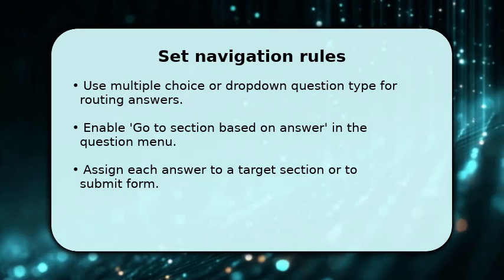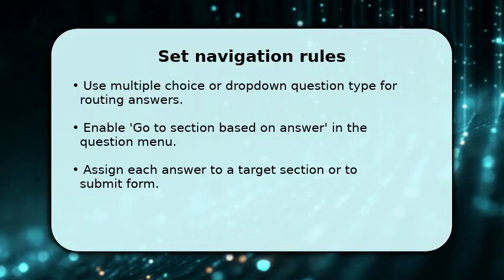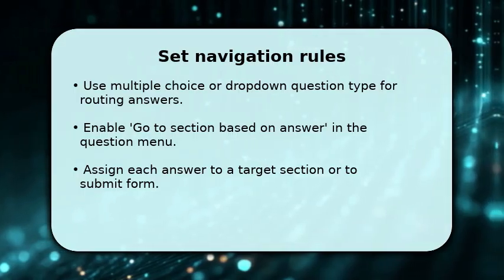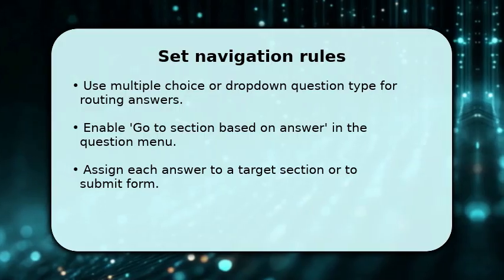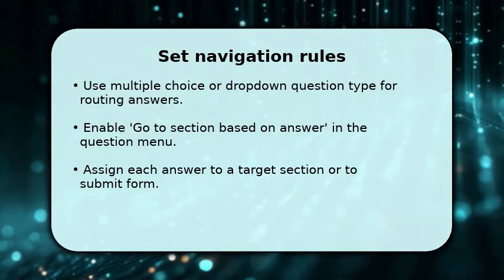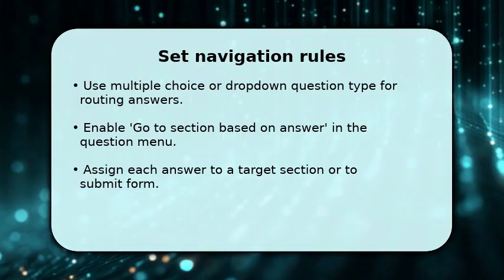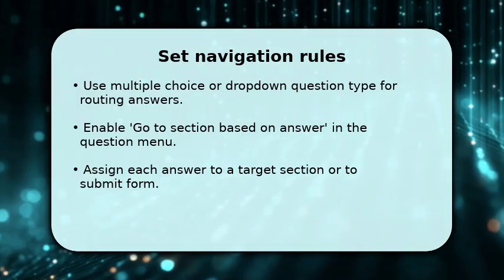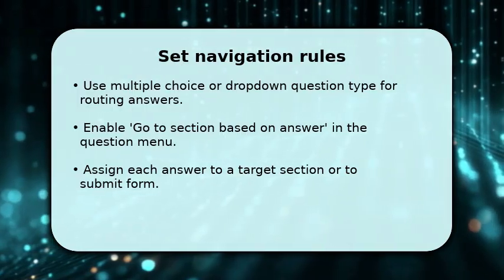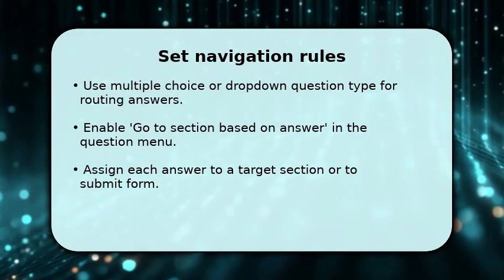Change the controlling question to multiple choice or drop-down. These types support branching. Then open the three-dot menu on that question and enable Go to Section based on answer. For each option, choose which section follows: next section, a specific page, or submit form. You do this because it controls the user journey.